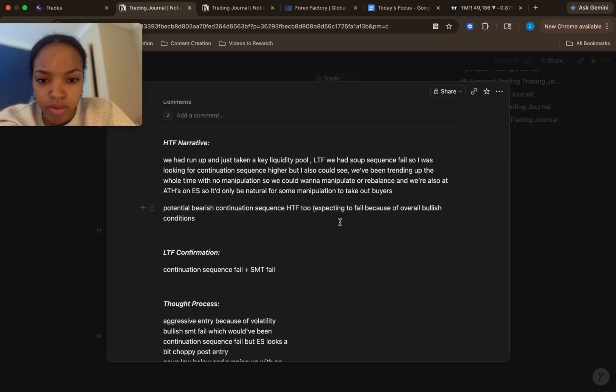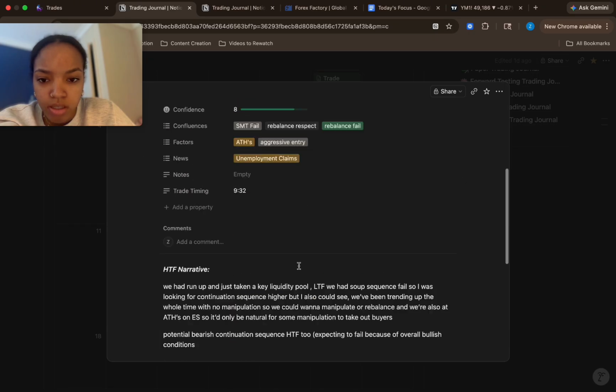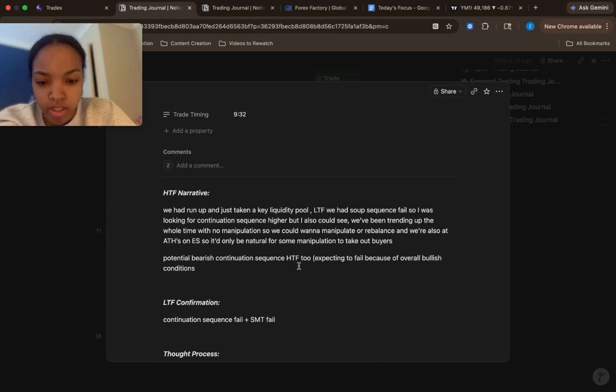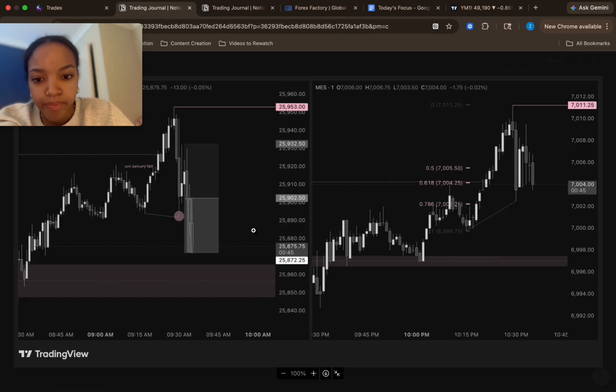Potential bearish continuation sequence, high time frame expecting to fail because of overall bullish conditions. But we're in a bearish continuation sequence. I listened to price. I didn't just predict. I didn't trade in order of my prediction. Volatility, aggressive entry. Okay, SMT failed.